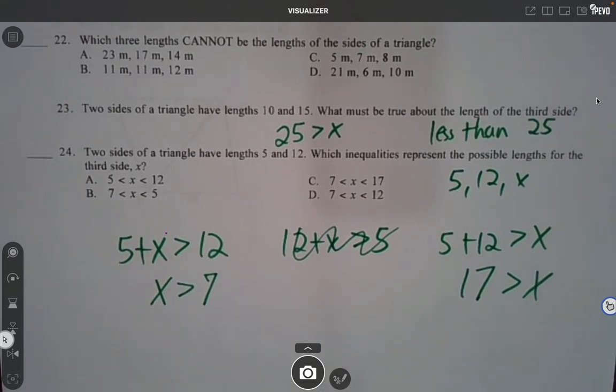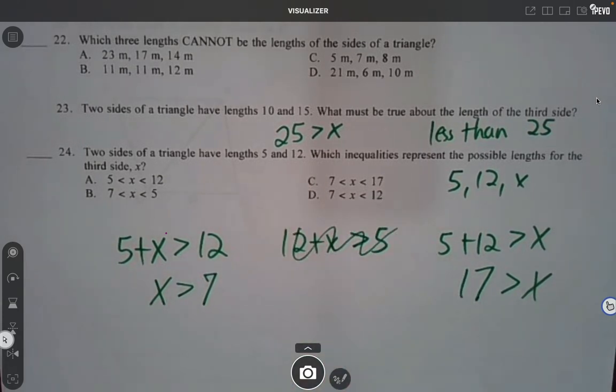Look and see at their ways of writing it. Which one is that? So the C, because you're saying it's between 7 and 17. C is the answer choice, between 7 and 17. Some of you probably did that on number 23. That's fine. It's fine if you did that on 23. The answer is C on number 24.